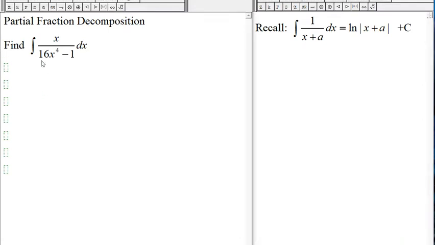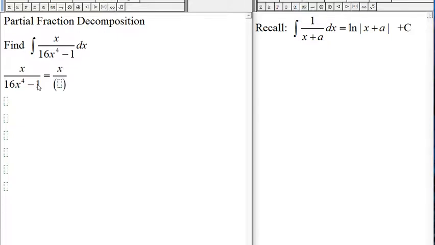We have the integral of x divided by 16x to the fourth minus 1, and we want to use partial fraction decomposition to find this integral. So first we want to decompose this, and to decompose it, factor the bottom. So this is the difference of two squares.